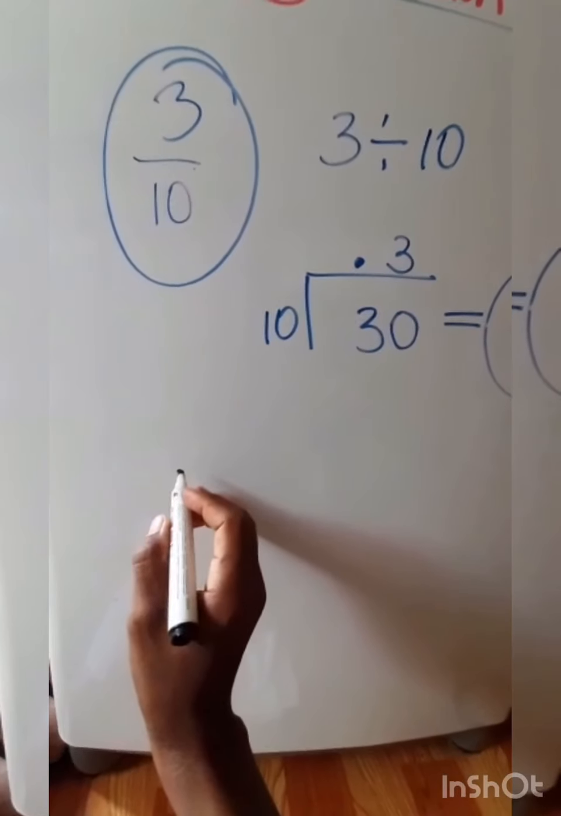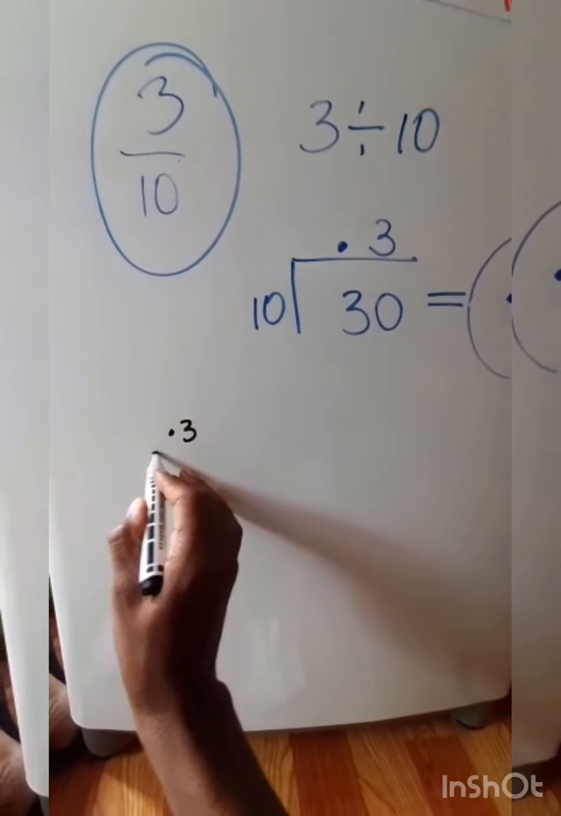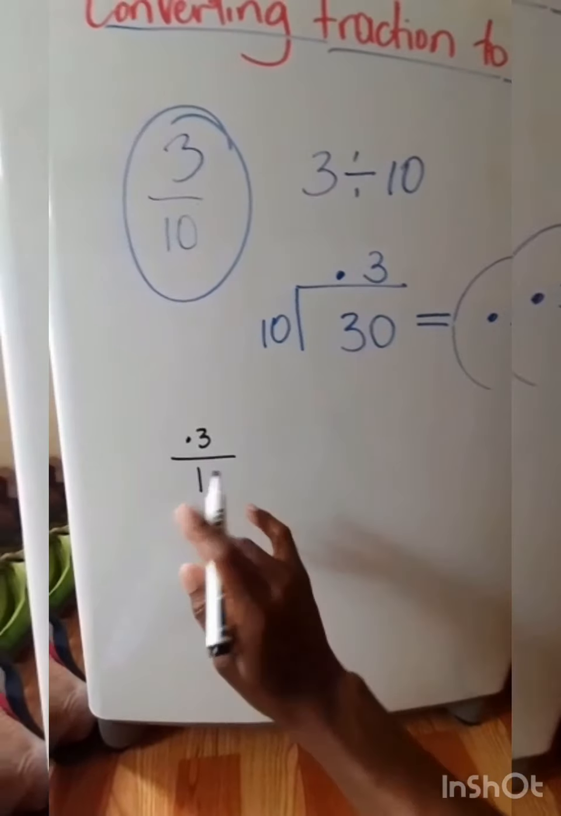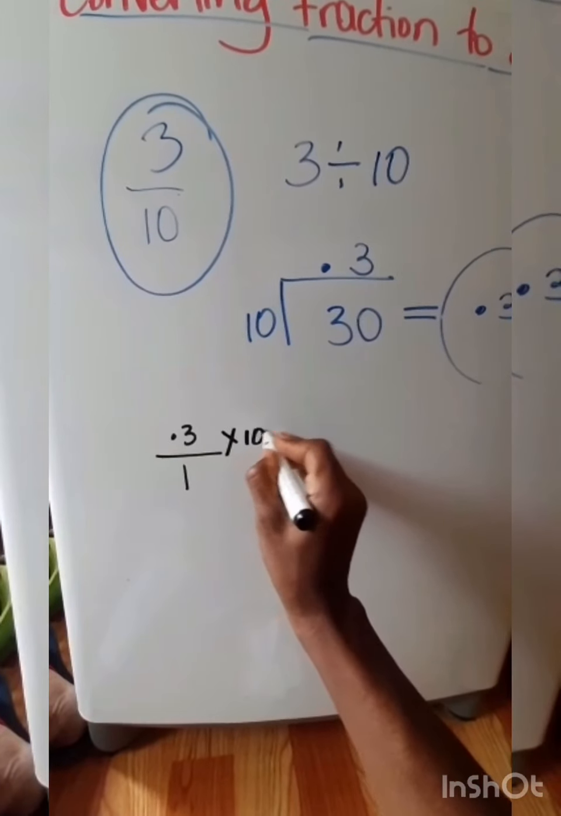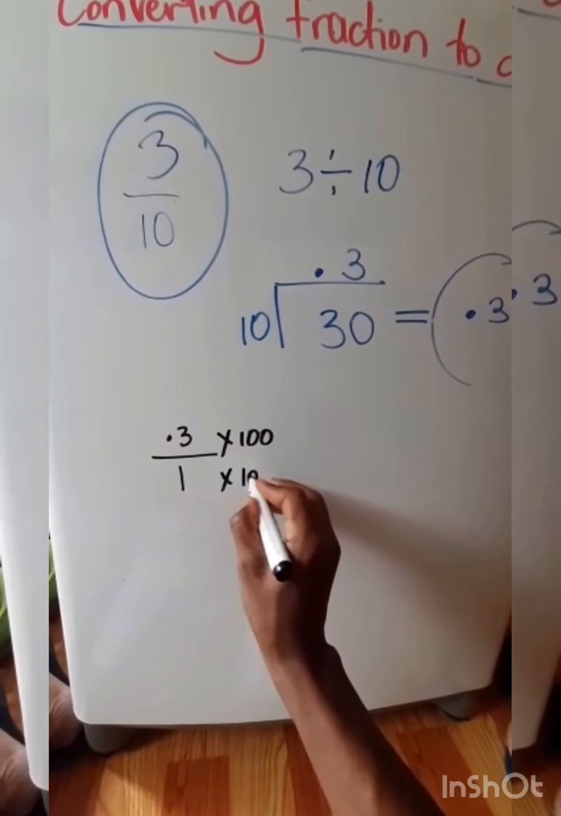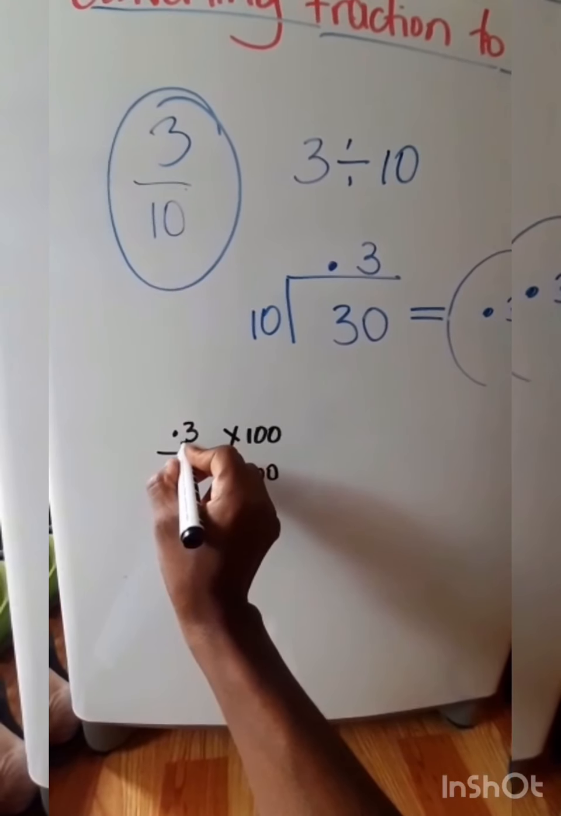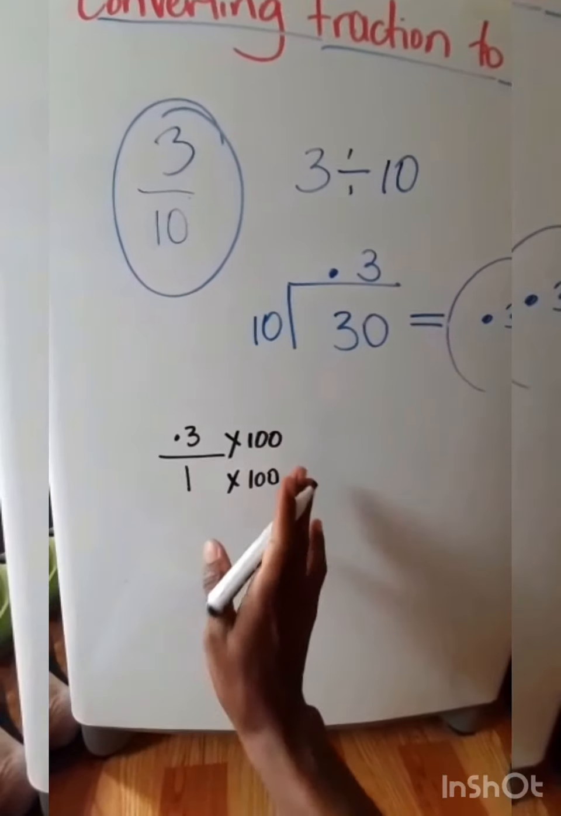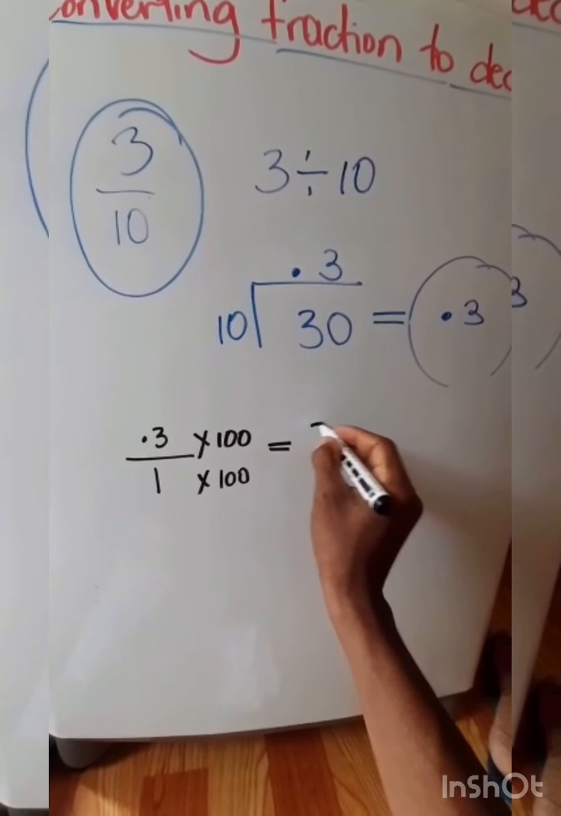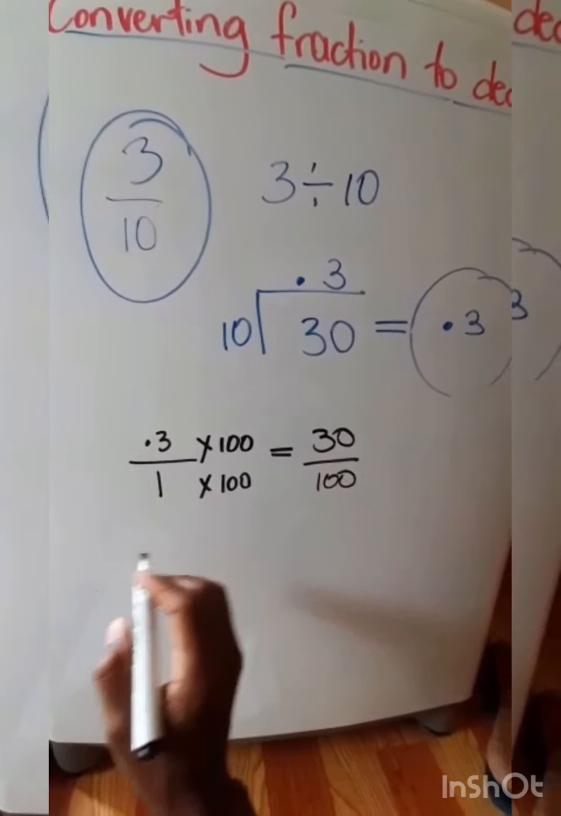We're going to be looking at this. We put 0.3 over 1. Remember, we take 0.3, put it over 1, and then we multiply the numerator and the denominator by the same 100. If we follow our multiplication, we will eventually get 30 over 100. 100 times 1 is 100.